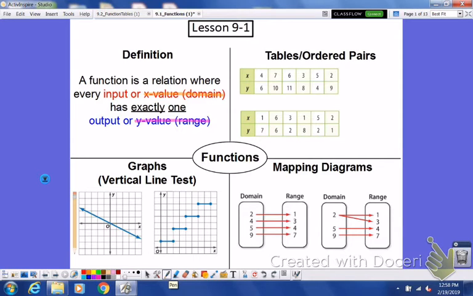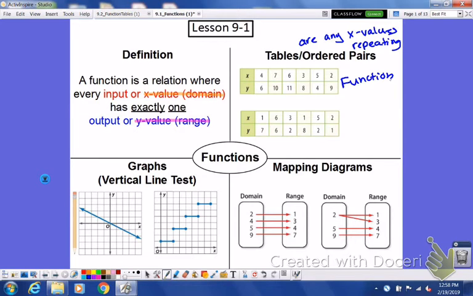Look at our first example here where we have tables or ordered pairs. So each of these x-y pairs creates an ordered pair. So what we want to look for is that each of our x values only has one y value. So basically you're looking for any x values repeating. Well, if I look through, I see I have a 4, 7, 6, 3, 5, and 2. So none of my x values repeated, so that is going to be a function.